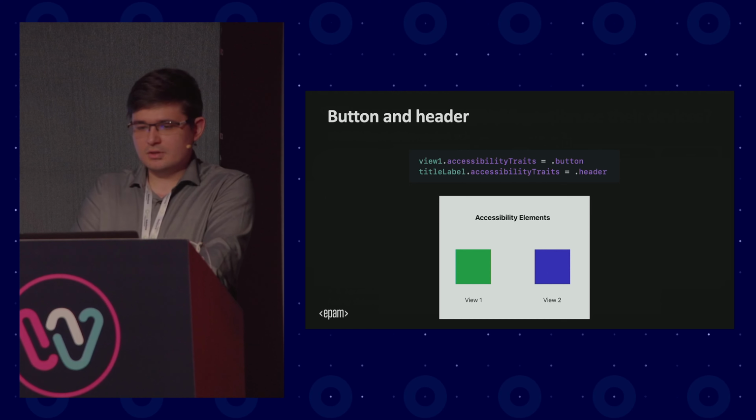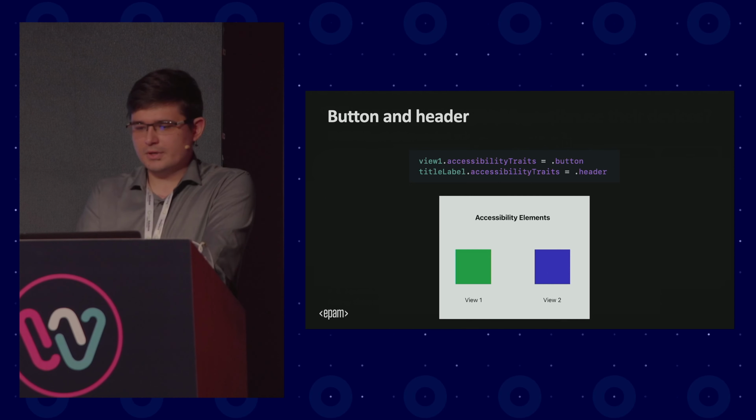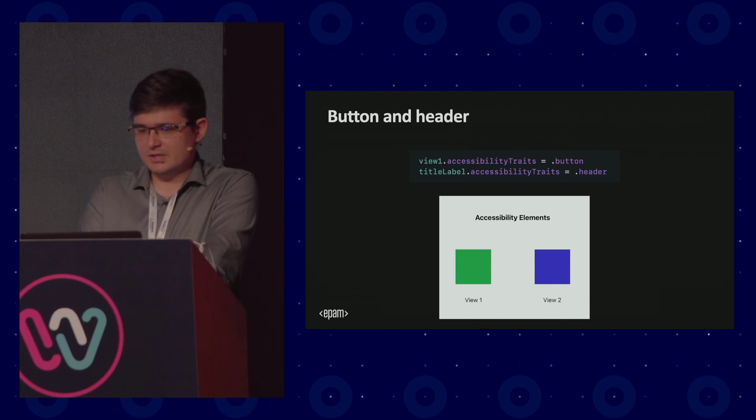Let's start talking about the accessibility traits with the simpler ones. Button and header. So basically, the button trait indicates if an object is a button, if the user can tap on it, and the header trait indicates if an object is a header, for example, for a view controller or for some collection. And let's see how it sounds.